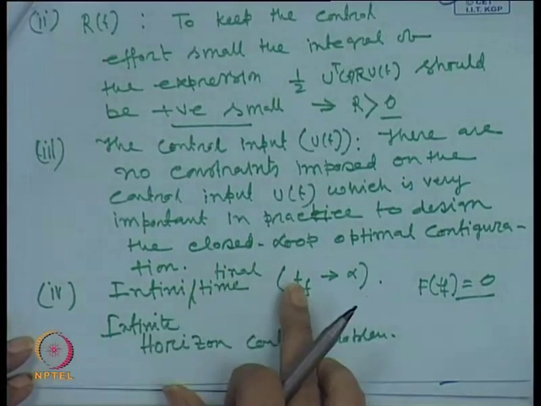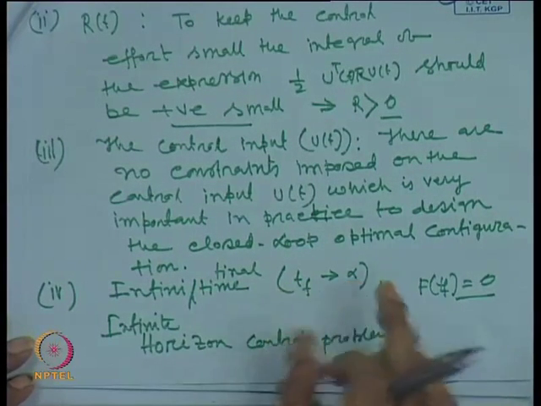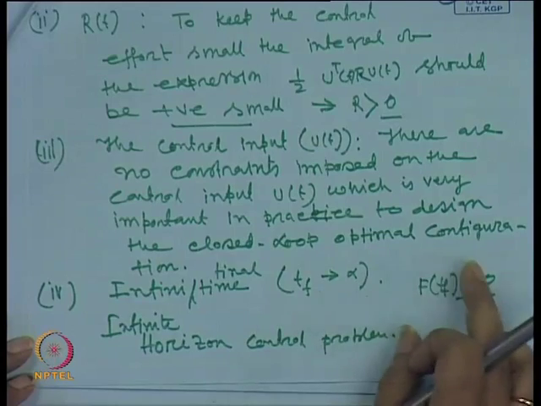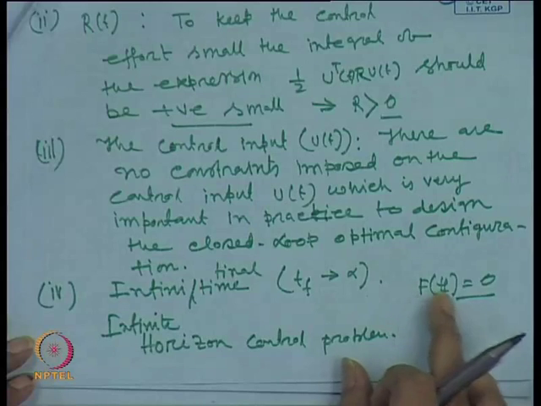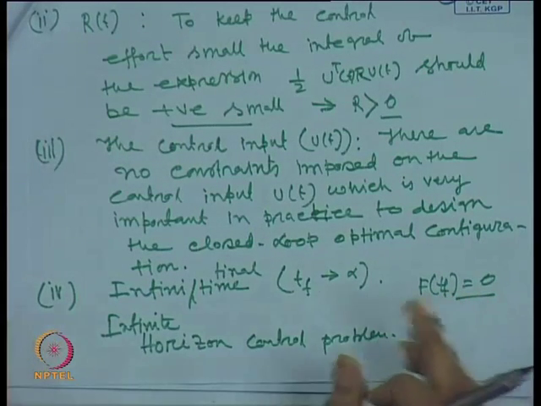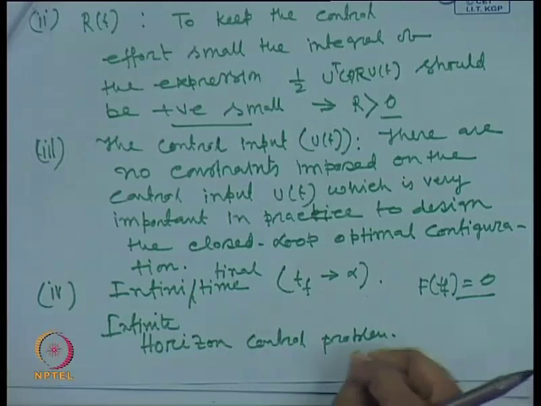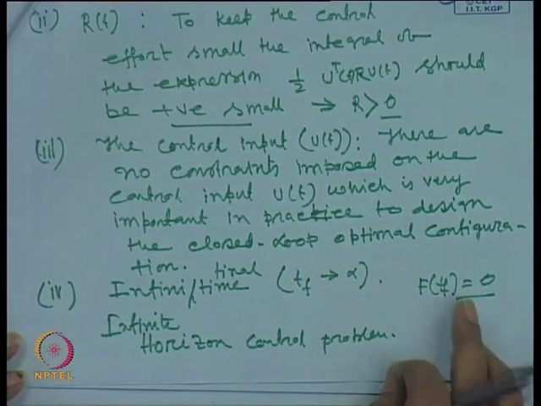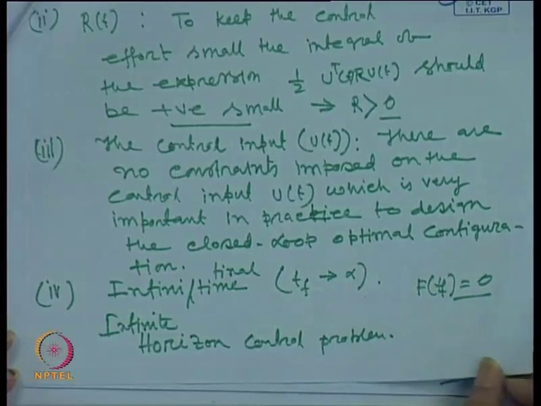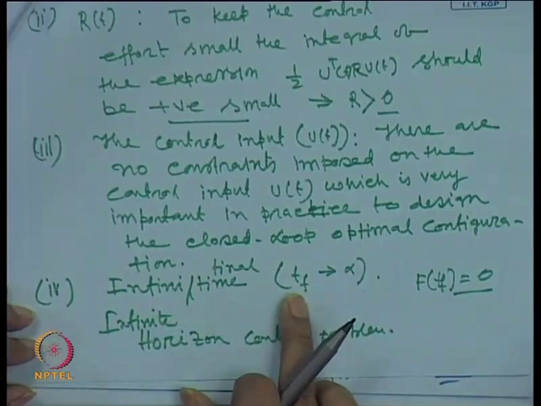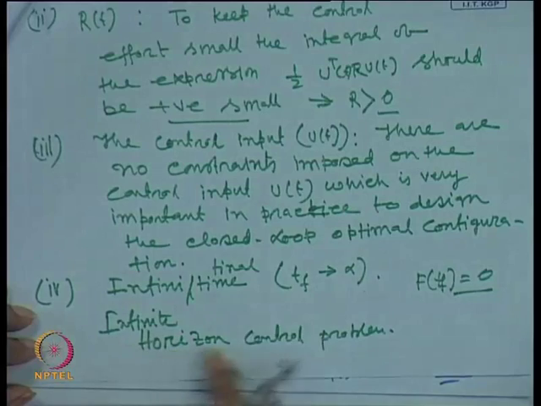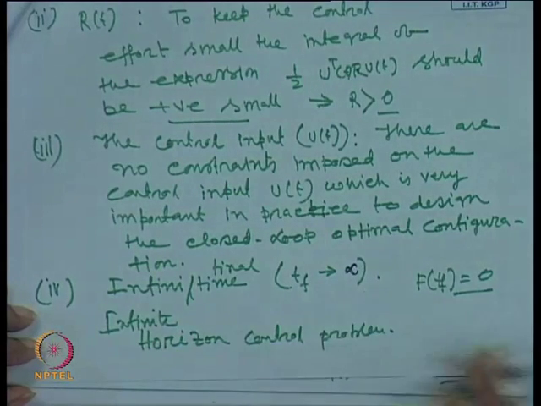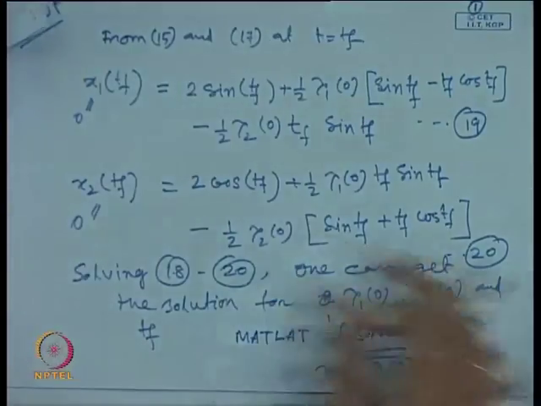When t tends to infinity instead of finite time, the terminal state weighting is assigned to 0, because it has no physical significance there: all the states will come to 0 asymptotically as t tends to infinity. This type of problem, when t f tends to infinity, is called the infinite horizon problem, which we will also discuss later.